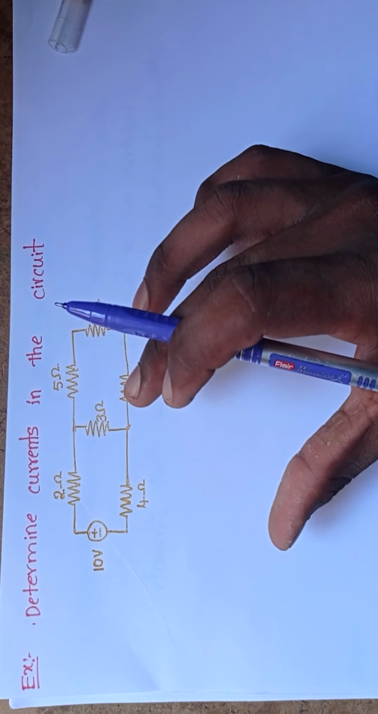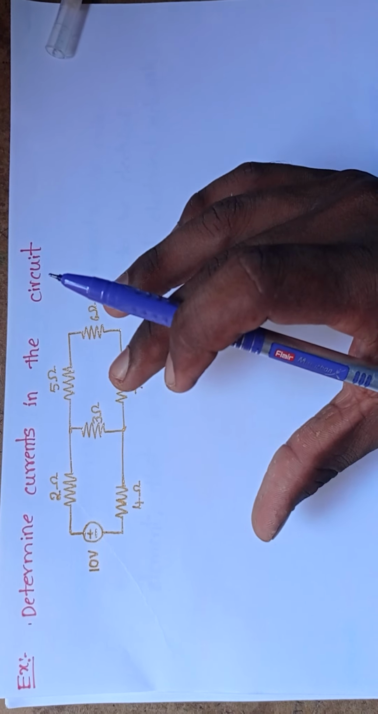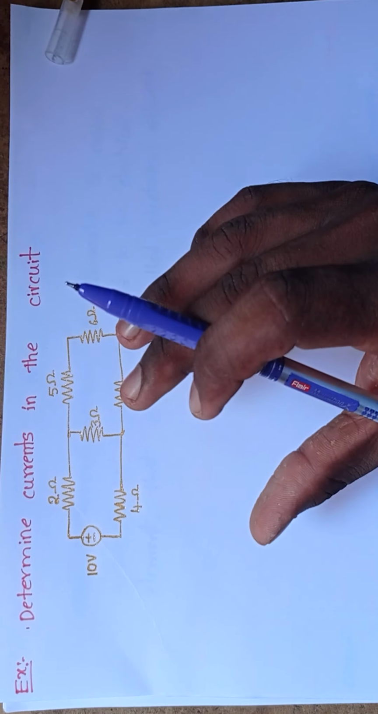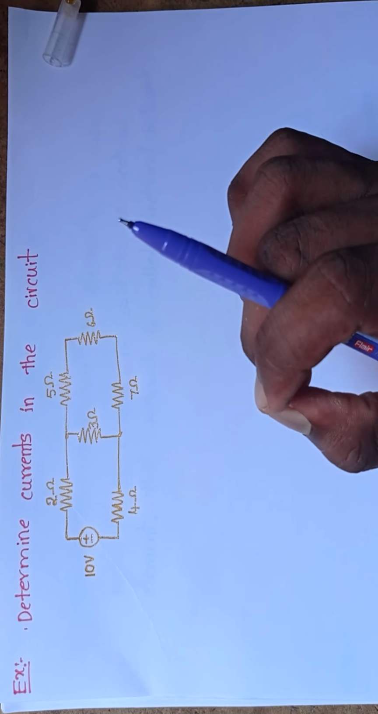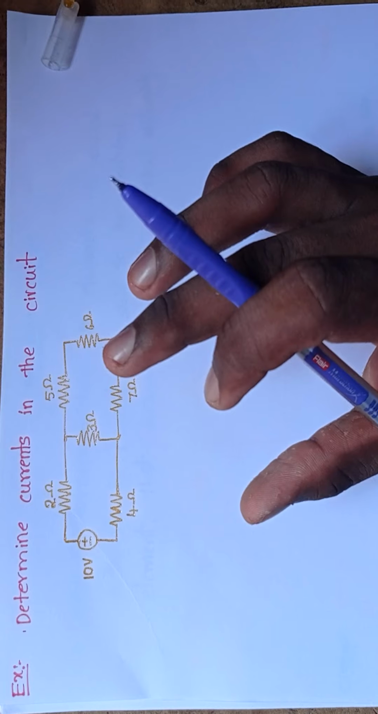First, according to mesh analysis, we have to follow 6 steps. We have to follow from step 1 to step 6 to determine unknown currents. Let's see the first step.